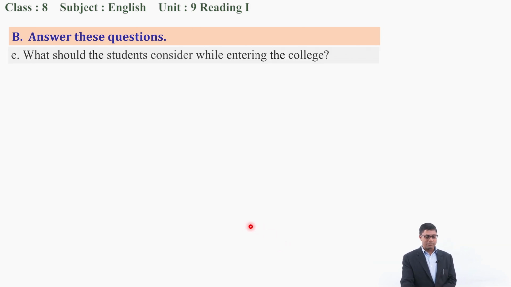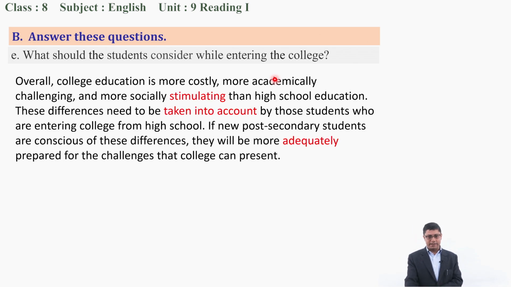Okay. Now the last question. What should the students consider while entering the college? So what do they need to think about, worry about, or understand before they enter the college? We have already discussed. Can you say where the answer is? Exactly, it's in the last paragraph. And can you locate the clues for your answer?